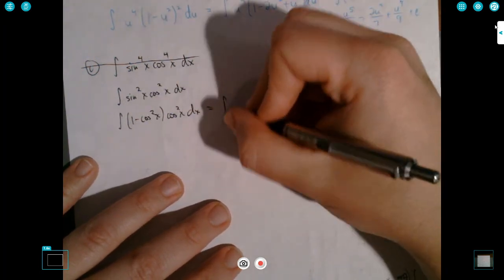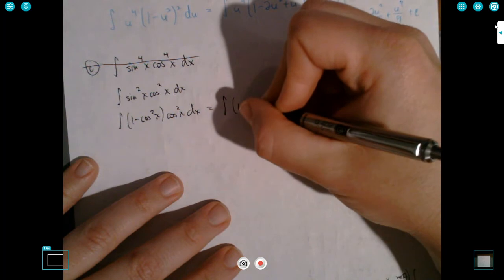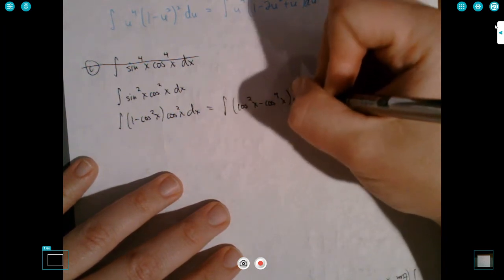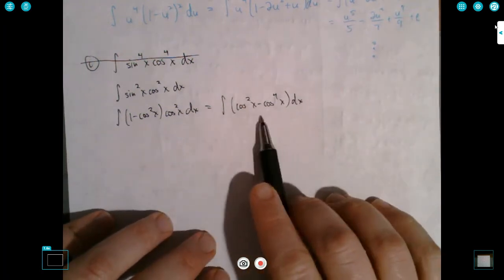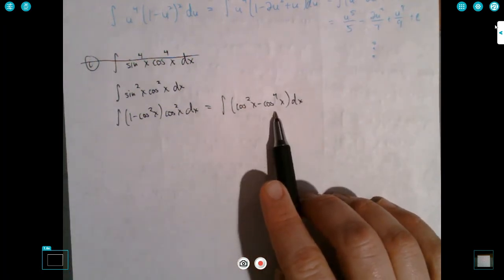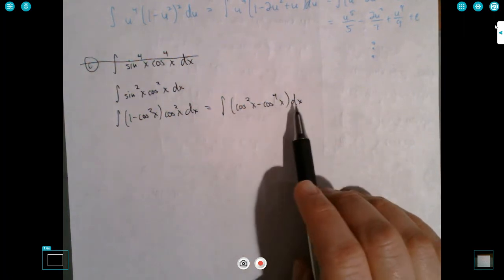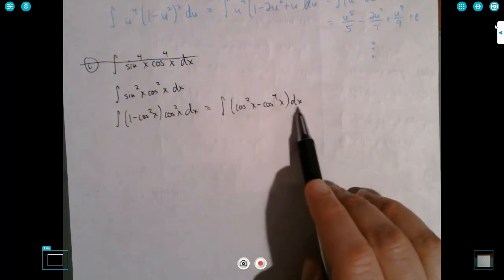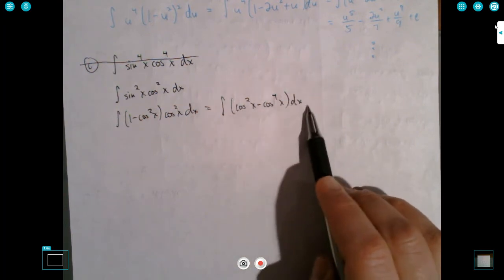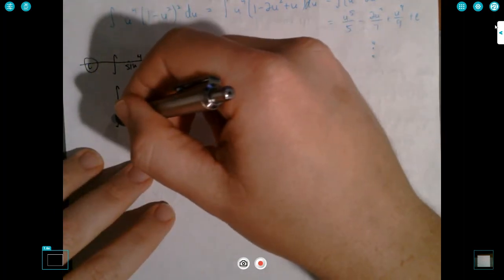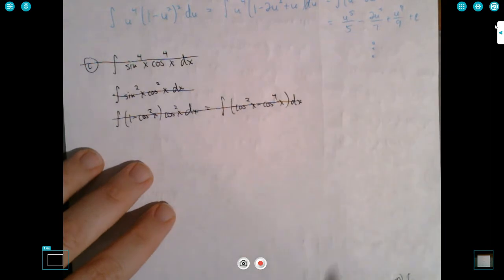Right? And then that would give me cosine squared x minus cosine to the fourth x dx. And at first glance, that seems really promising, right? Except when you realize that there's no u substitution that you can do now, because if you let u be cosine x, then du is going to be negative sine x dx, and you don't have a sine x sitting out here, right? And so that's the issue with doing the Pythagorean identities on this one.